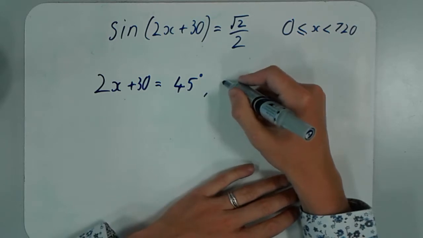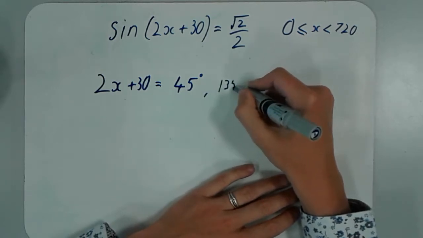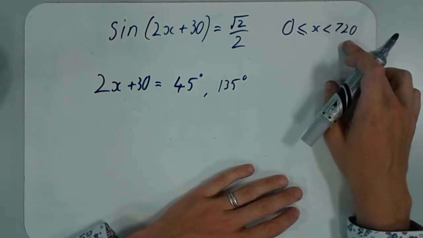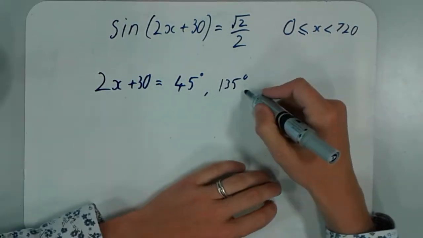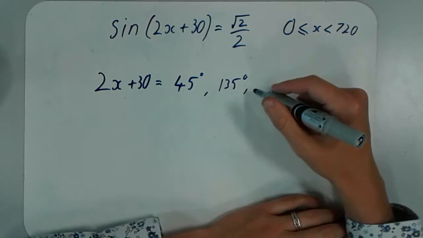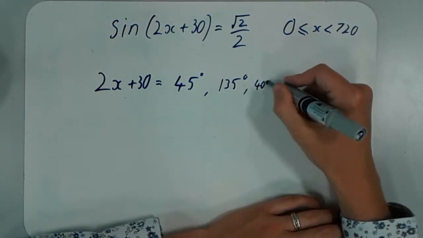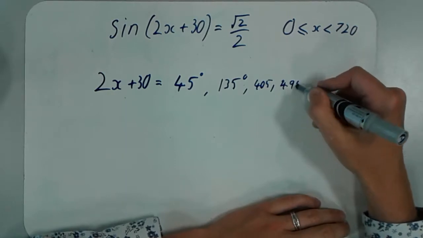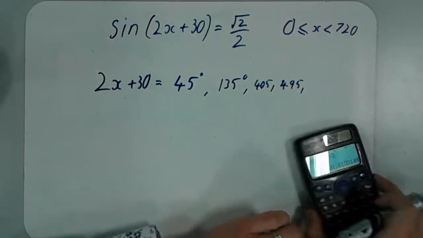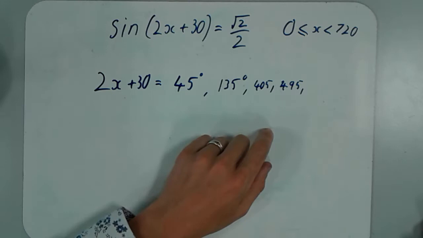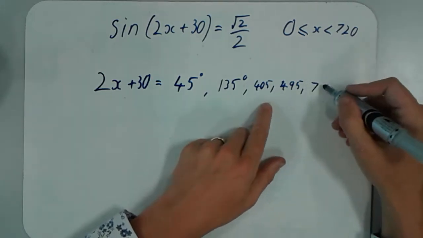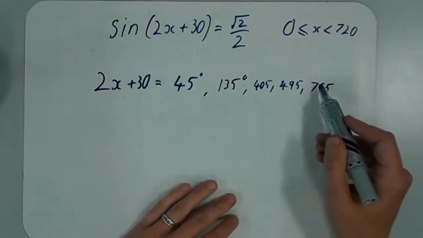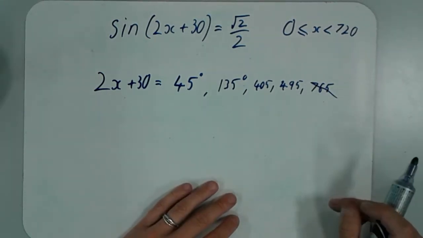So I've got 181.35. And as I'm nowhere near my 720 limit yet, I need to keep going. Okay, so I'm going to get 405, 495, and then I try to go again. If I add 360 to that, I would get 765, above 720. So it would appear that we discard that solution.